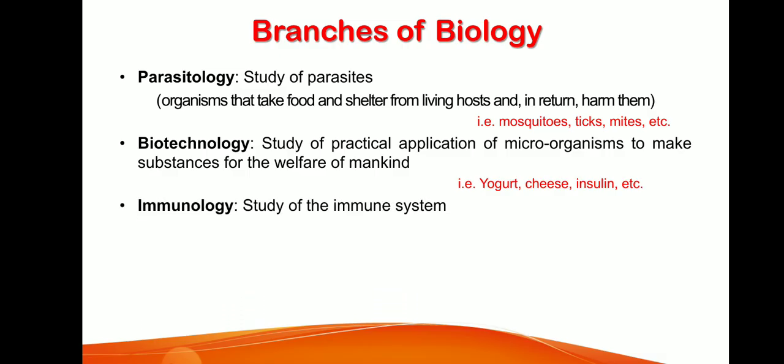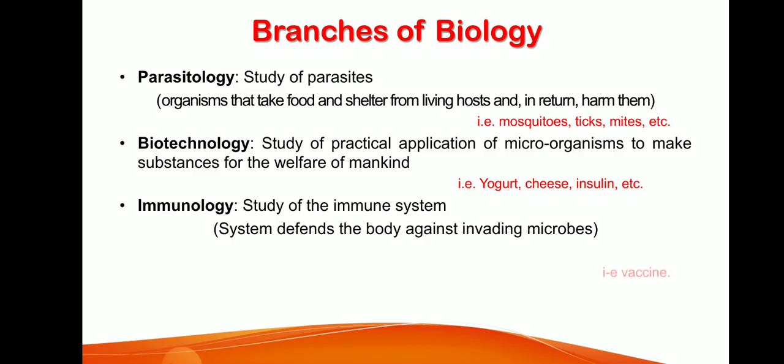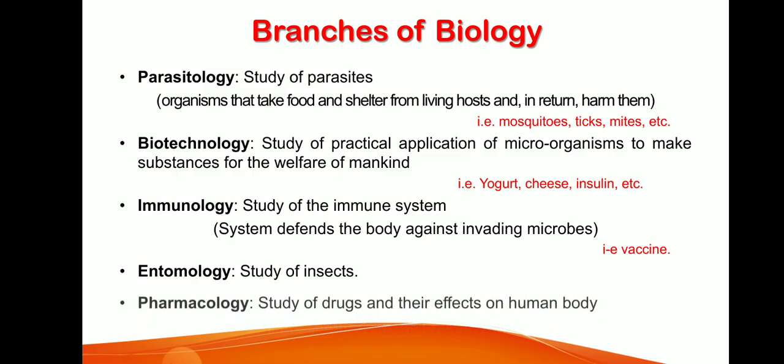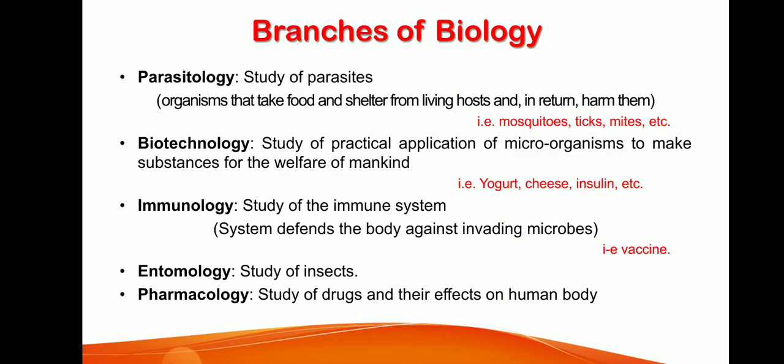Next one is immunology. The study of immune system is called immunology, and immune system is the system of our body that defends the body against invading or attacking microbes. And in immunology we will discuss mainly vaccination or vaccines. Next is entomology, and the word ento means insects, so entomology is the study of insects. Next one is pharmacology, and the word pharma means drugs. So pharmacology is the study of drugs and the effects of drugs on the human body.